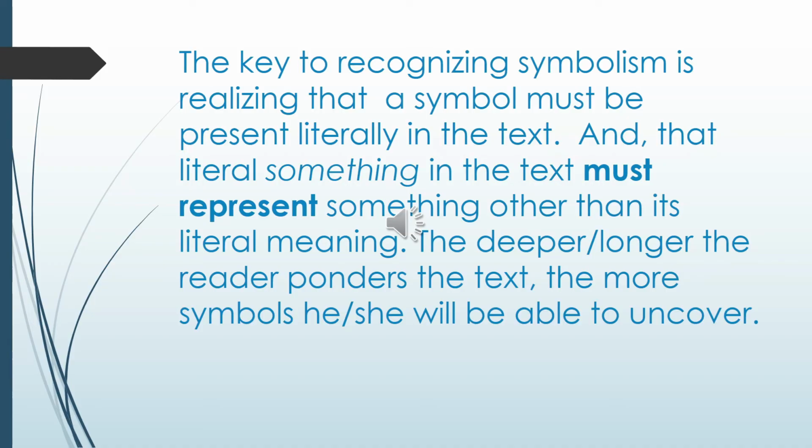So the key to recognizing symbolism in fiction is realizing that a symbol must be present literally in the text. Something a character could see or feel or pick up. And that literal something in the text must represent something other than its literal meaning. The deeper and the longer a reader ponders the text, the more symbols you are going to be able to uncover. They may even be symbols that the author had not considered, because they're symbols based on your own background knowledge as a reader.